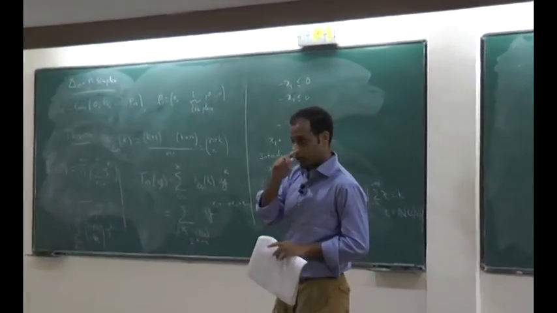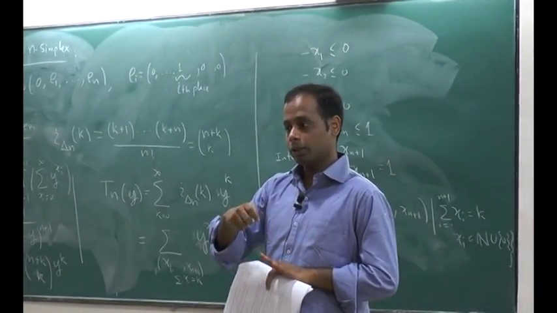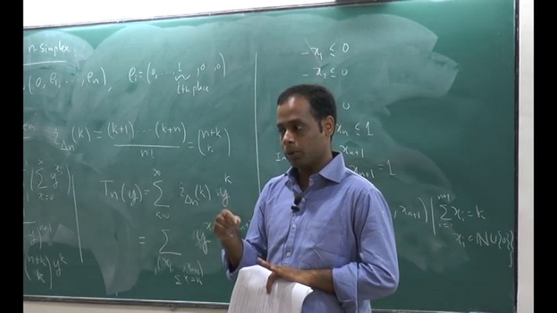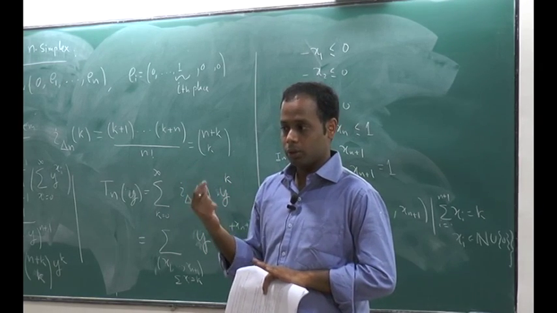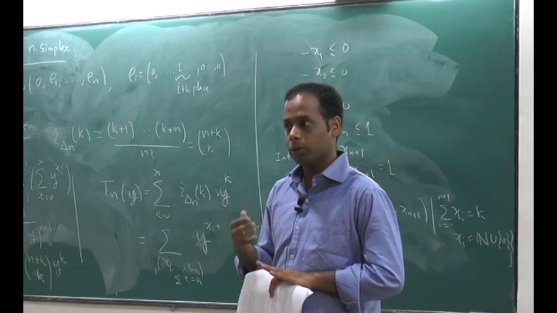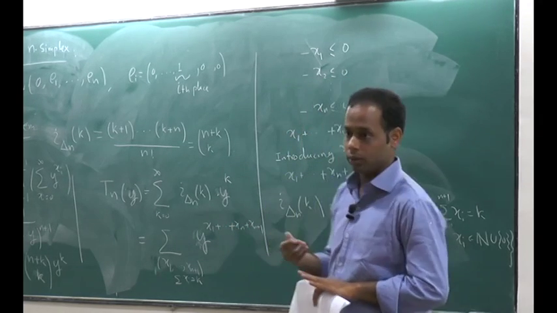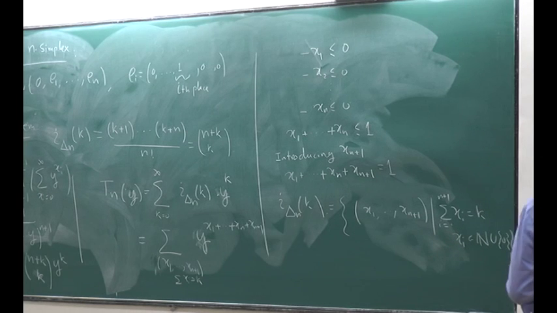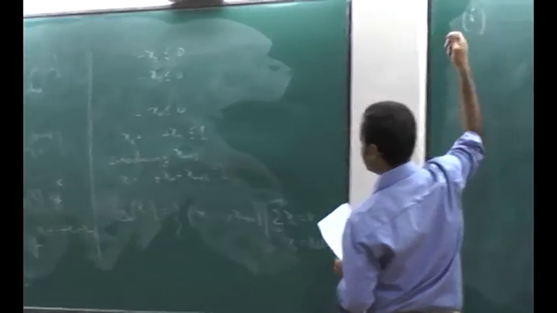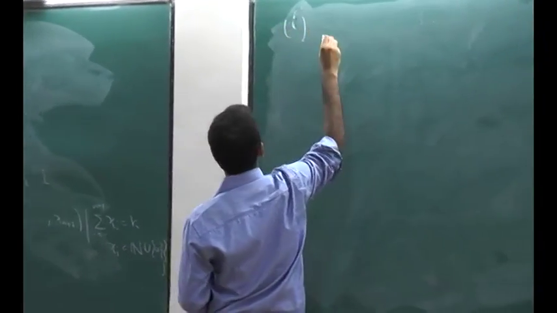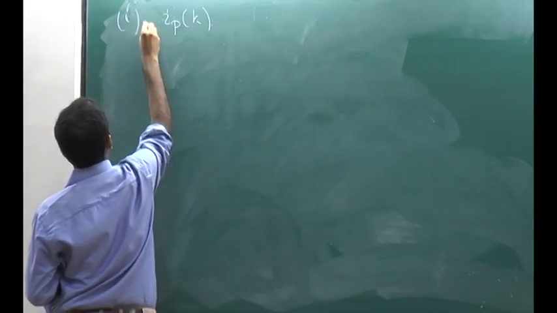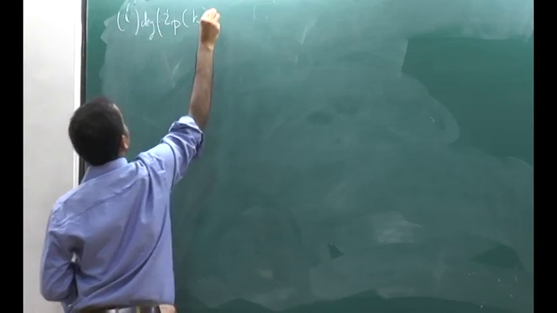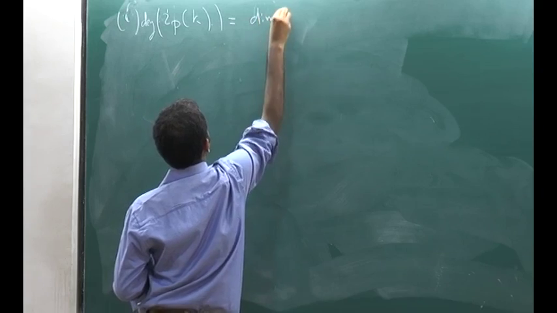For a quasi polynomial, I can also define a degree, which I didn't say. A quasi polynomial looks like the summation of p i of k times gamma i power k. So I can take the degree of the quasi polynomial to be the maximum degree of all the p i's, which is intuitive. We'll prove a few things later, but for now we'll just say this as it is: the degree of I p of k is equal to the dimension of p.